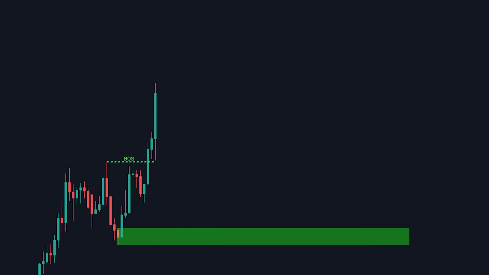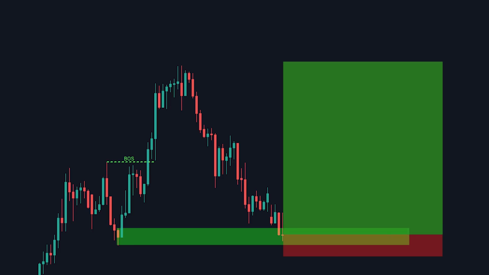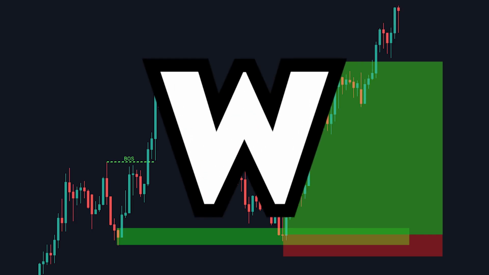Now this is how you would do your entry and exit. You are going to enter as soon as price comes back down to this zone. You are going to set your stop loss right below this zone and you're going to set your take profit at the high of the upwards move. So you'd set your take profit right here. As you can see, we have a great risk to reward ratio and the trade instantly hits our valid demand zone and skyrockets to our take profit for an easy W.